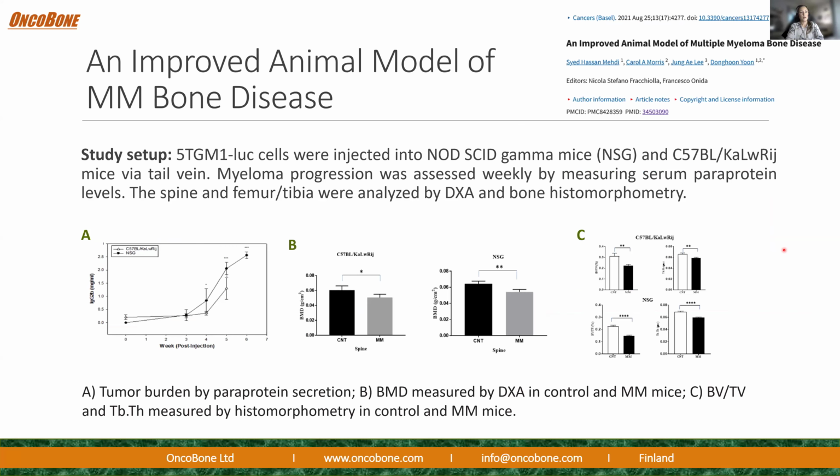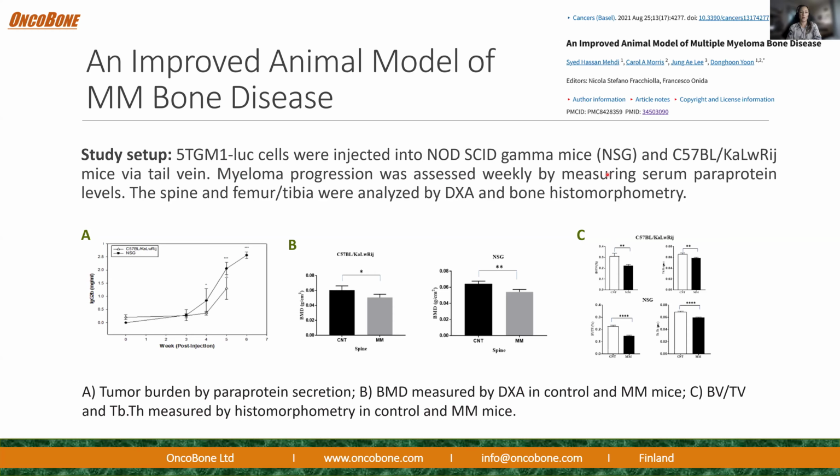I wanted to give you an example of another publication, titled An Improved Animal Model of Multiple Myeloma Bone Disease. In this study, they used the same tumor cell line, named 5TGM1, and injected it into two different mouse strains to see how the disease develops in different animals.